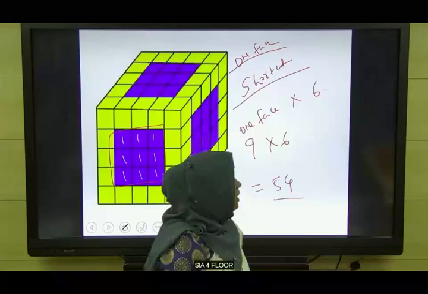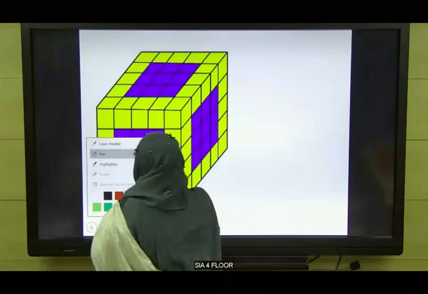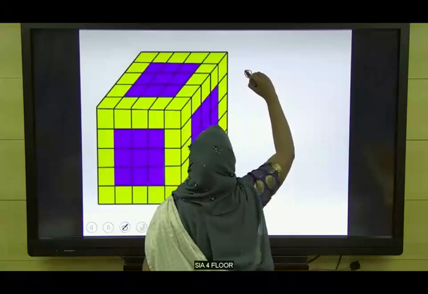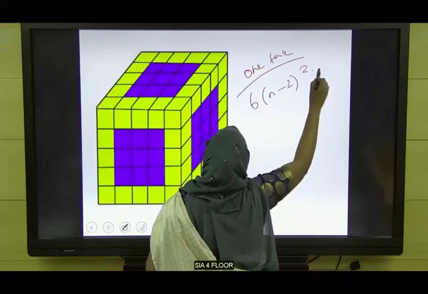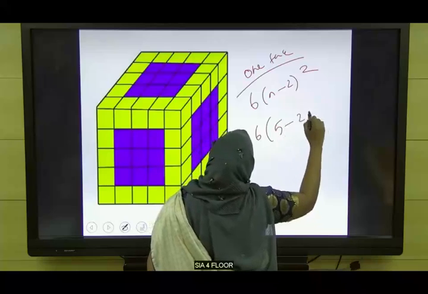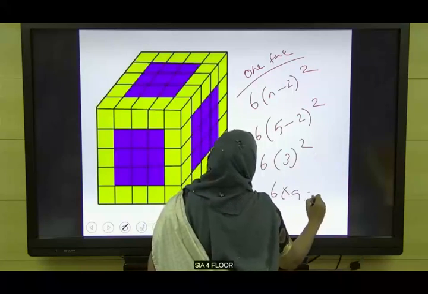Fine. Okay, and we'll use the formula now. Six into n minus 2 the whole square, 6 into 5 minus 2 the whole square, 6 into 3 square, 6 into 9, 54.